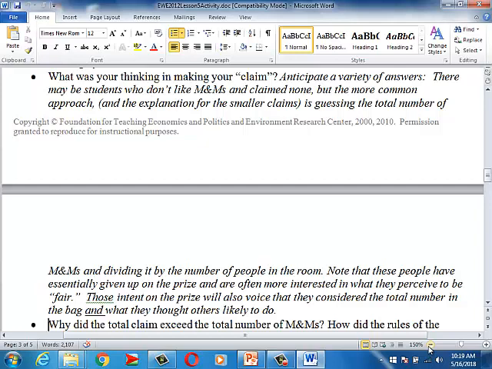सही है. Note that these people have given up on the prize and are more interested in what they perceive to be fair. Obviously, when you say 2, then you are giving up on the prize. So they are going for fairness.